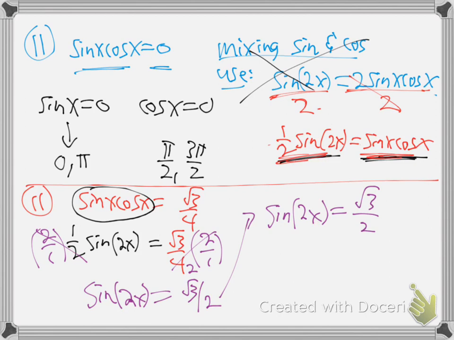Everybody get to there? Is that too fast? Am I losing you? Only got half an hour left. Do as many of these as we can. So sine 2x is root 3 over 2. We good to there?